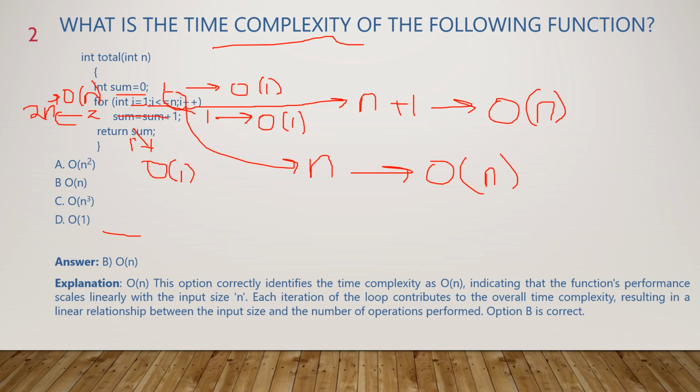Therefore, the correct time complexity is not the quadratic one, because as we saw above, it is big O of n, that is linear. The other option, C, is a cubic function, and as shown above this is big O of n, linear, so it is not cubic. The other one is D, big O of 1. This is a constant function. This is not constant; this is linear.